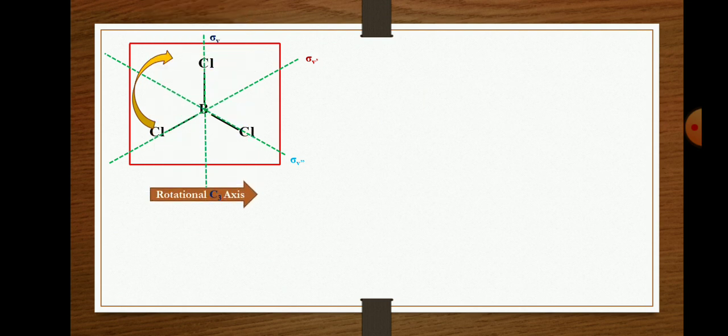If you rotate this molecule by 120 degrees, that rotational axis is the C3 axis. Now try to understand, students, it is a trigonal planar structure. If I want to cut each and every atom present in the boron trichloride molecule, we have to cut the molecule horizontally. How? It is shown like this.